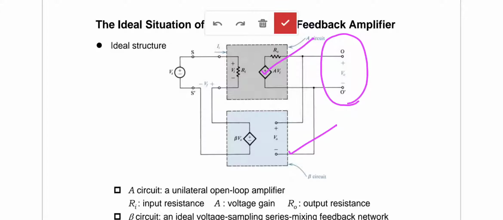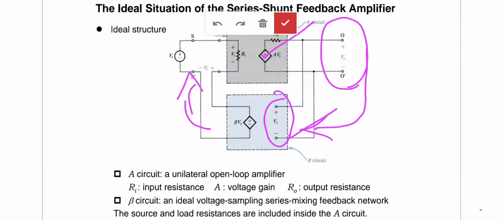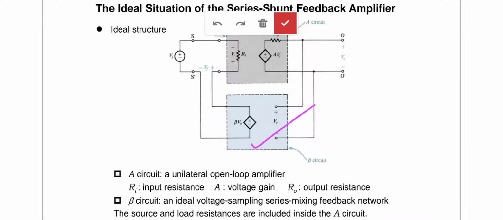So the feedback we are sampling is voltage. Voltage sampling has been happening. So the same VO will appear here, that will be sampled, and voltage mixing is happening here. Series mixing, that means voltage mixing is happening. So the output of the feedback network, or the feedback signal XF, is also a voltage. So VF can be represented as beta into VO, because input is VO, output is VF. That has been seen here.